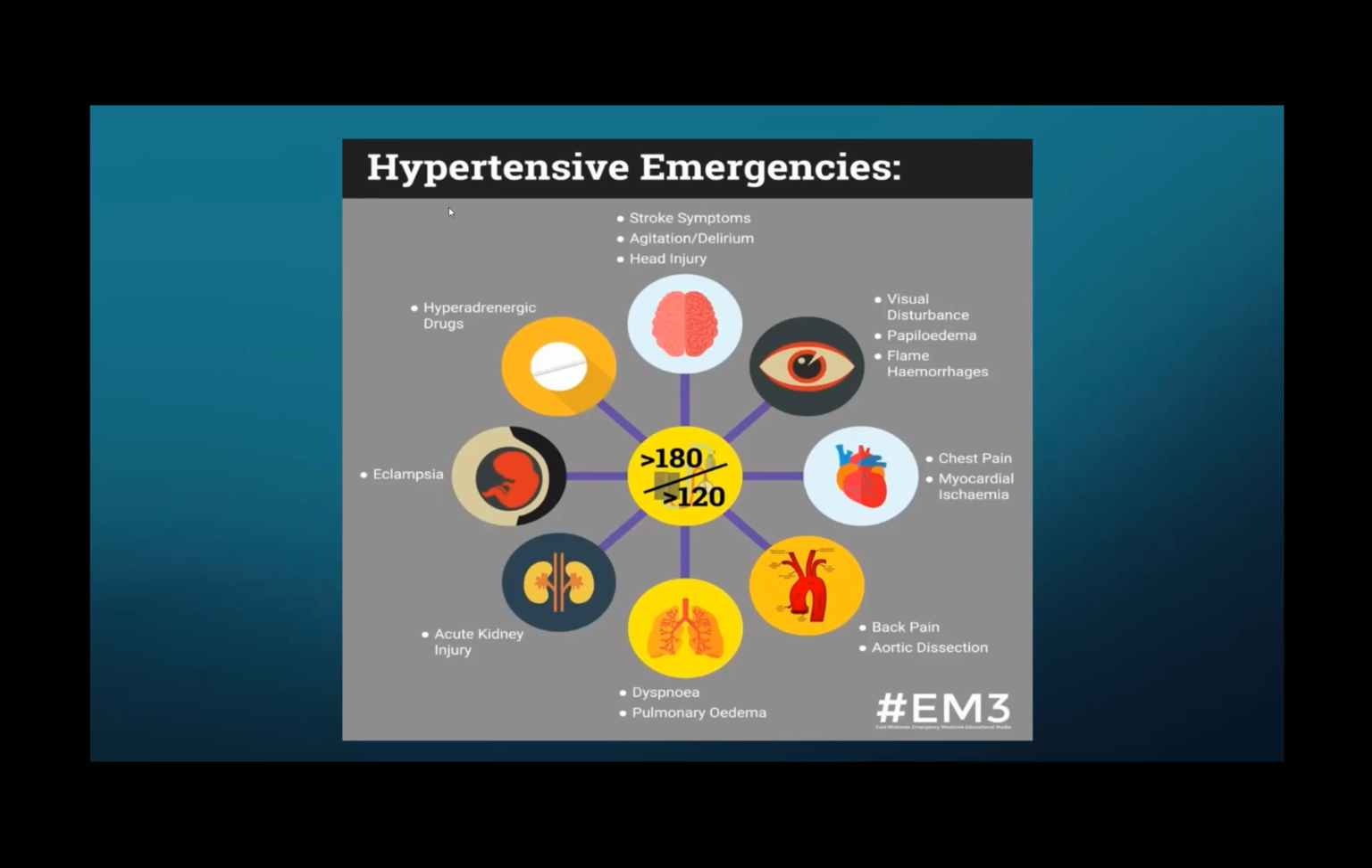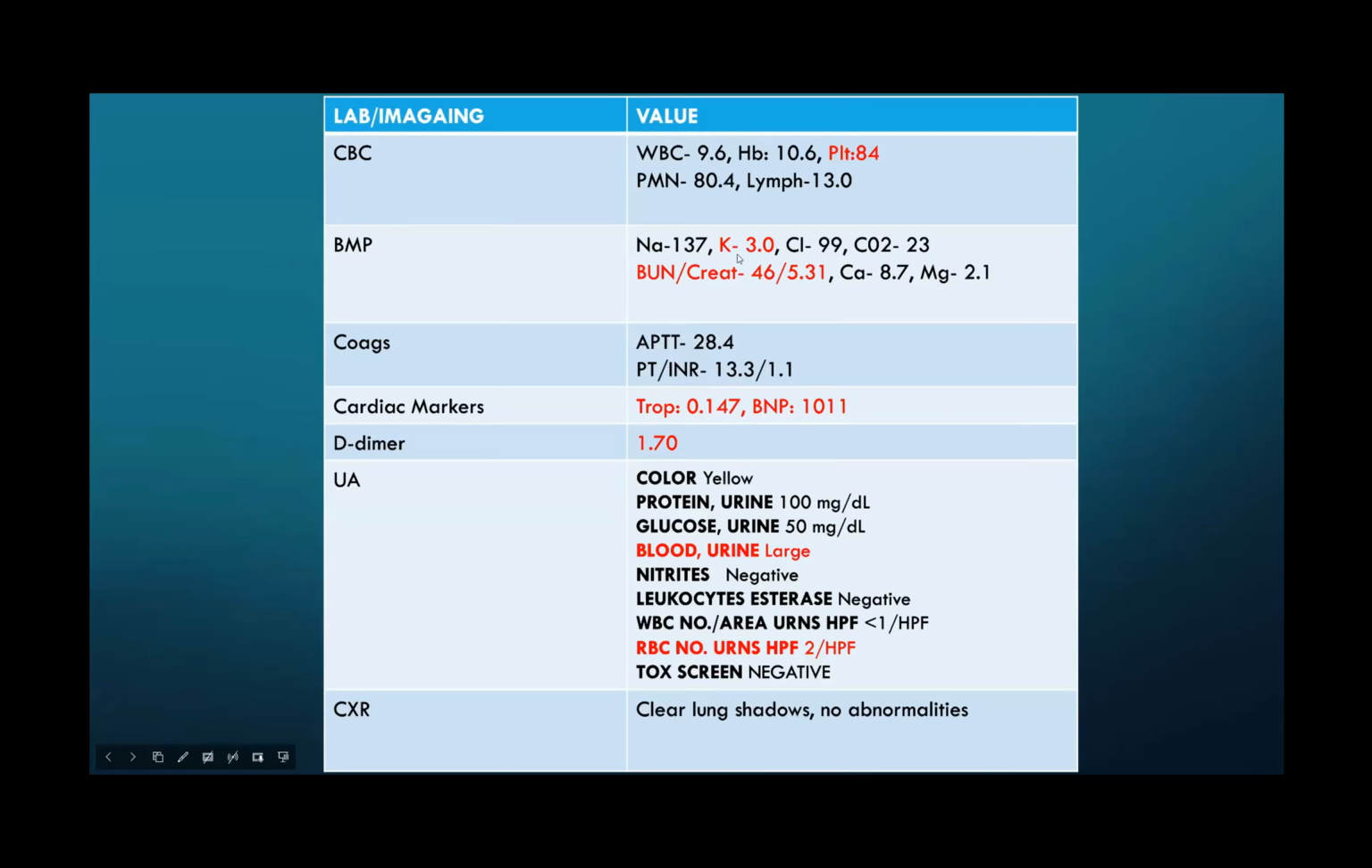So in terms of the blood work, this is what was positive. Does anyone want to summarize what we got? What were the pertinent positives? Okay, so the patient has thrombocytopenia, hypokalemia, a parallel AKI with creatinine 5.31, elevated troponin, elevated BNP, a positive D-dimer, including hematuria, like gross hematuria.